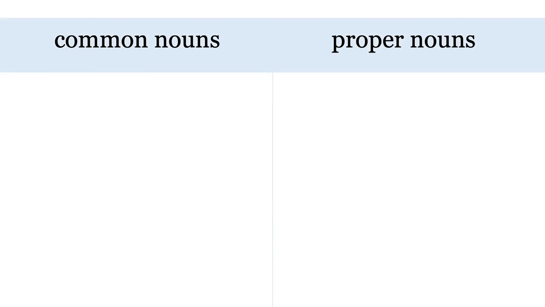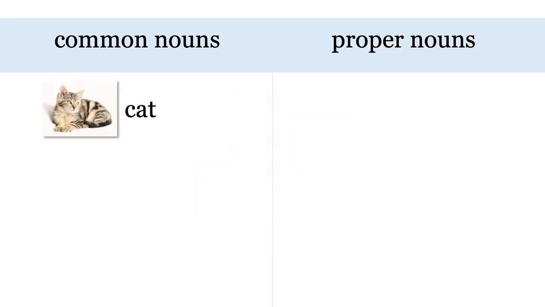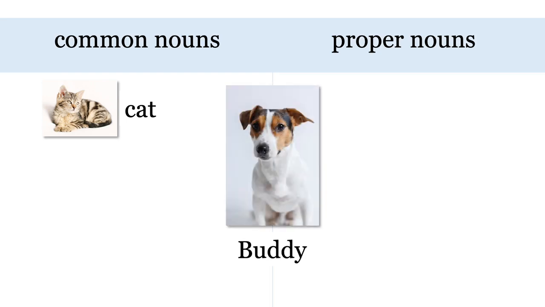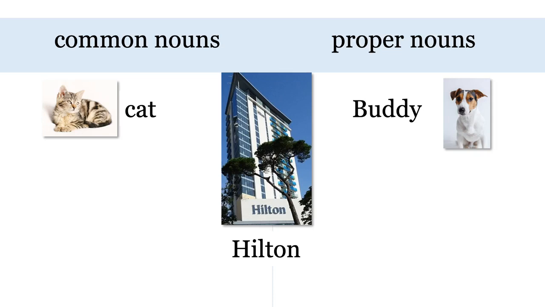Let's practice. You are going to see a word. Think, is it a common noun or a proper noun? Cat. Cat is a common noun. This could be any cat. We don't know the name of the cat. Buddy. Buddy is a proper noun. It's the name of this dog. Hilton.